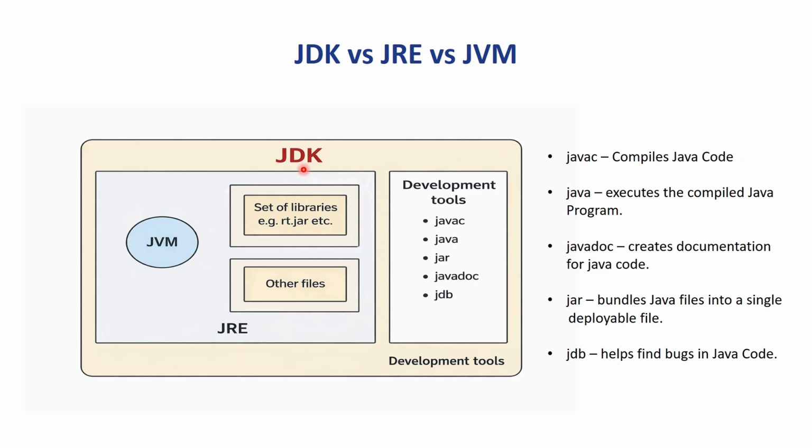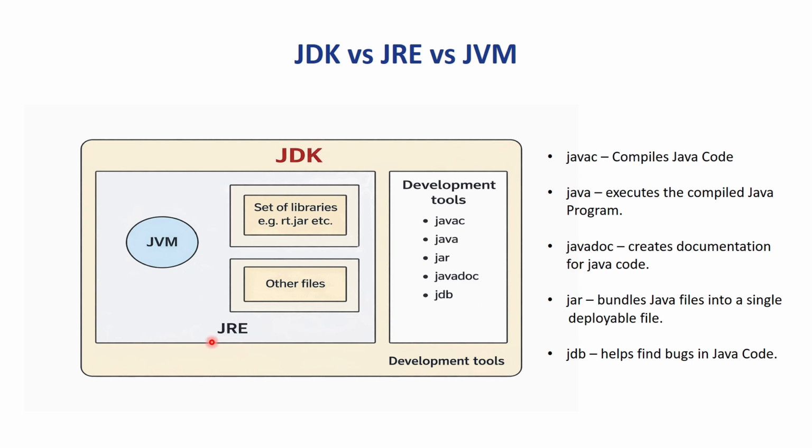So till now we have completed JDK. JDK is nothing but JRE plus development tools, and the different types of development tools we already discussed. So javac, which is used for compiling Java code, java, which is used for executing the Java program, javadoc, which is used for documentation, and many more.